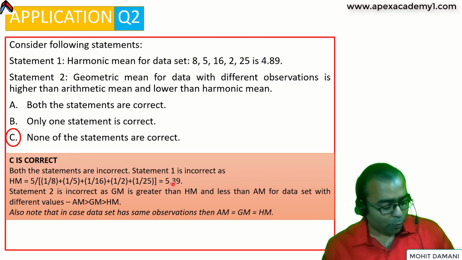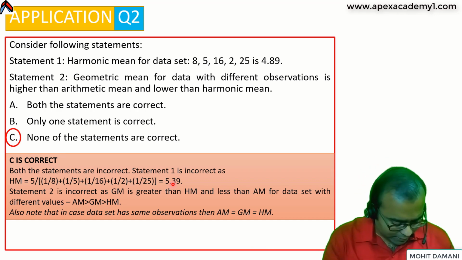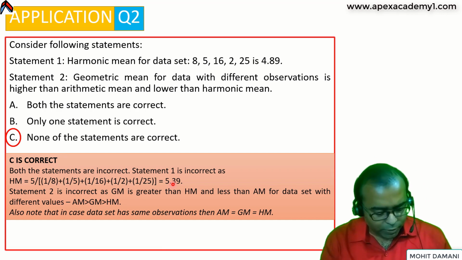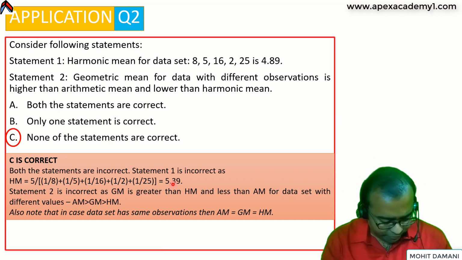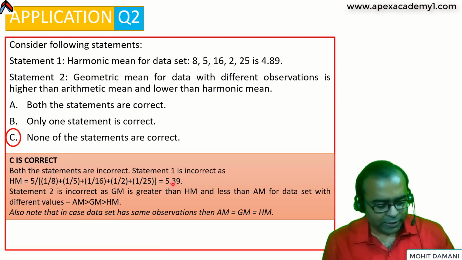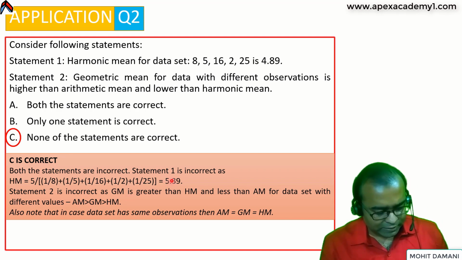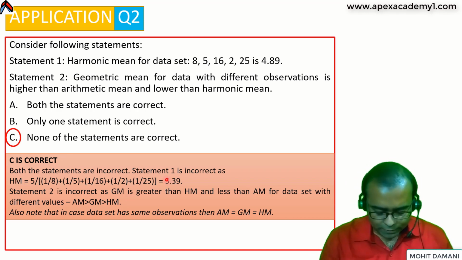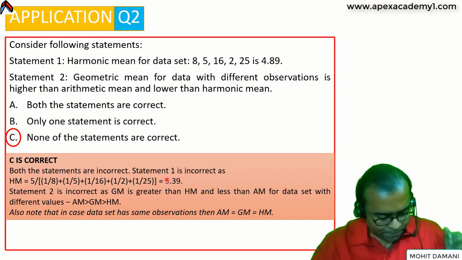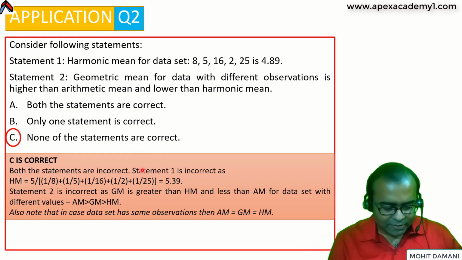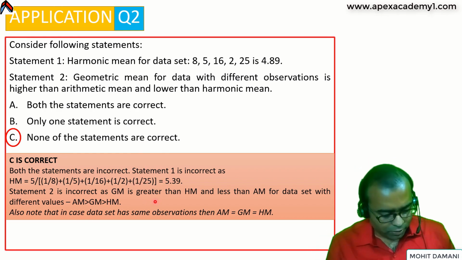The denominator comes as 0.9275. It's not 0.97. So I made an error, I think, in calculation. Now when I inverse it, I'm getting 1.078, which multiplied by 5 gives 5.39. So yes, this answer is correct. The one we calculated previously was not correct. Okay. So both the statements are incorrect, and you know the rationale for the same.